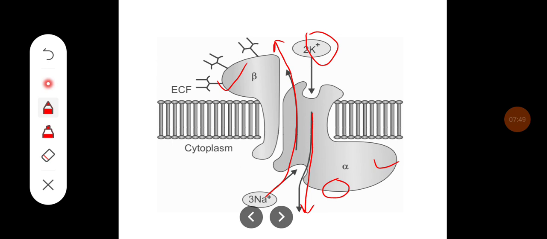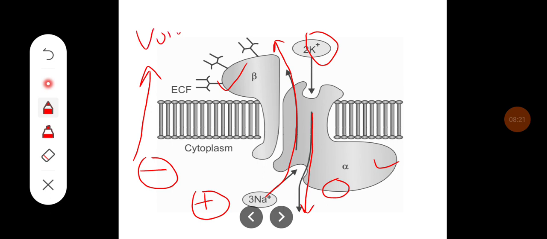Okay, so there is a net loss of 1 positive ion inside the cell, and that is how the sodium potassium pump increases the negativity inside the cell. Okay, and with the net loss of 1 positive ion, or sodium ion, there will be movement of water also from intracellular to extracellular fluid. And that is how the sodium potassium pump also helps in the regulation of the volume of the cell.